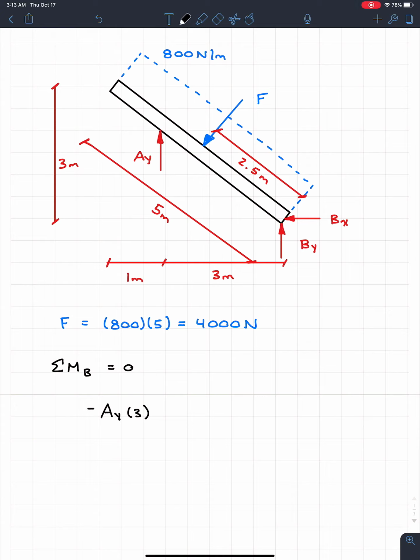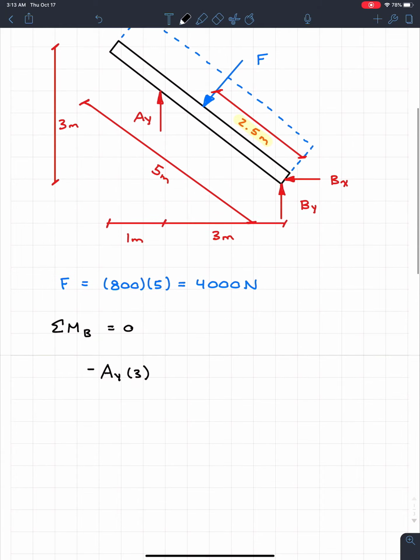But here's the trick to this. Remember, when we're taking a moment, it's the force times its perpendicular distance. If we look at this 2.5 meters right here, we see that that's actually already its perpendicular distance. We don't have to convert F into X and Y components. Of course we could, and we can find those new distances, but it's actually not needed in this case because it's just going to be F.